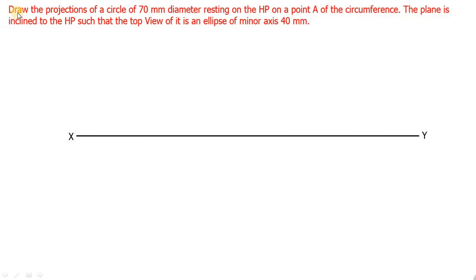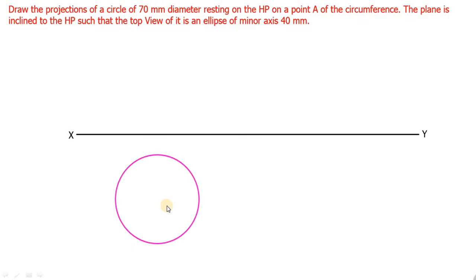The first line of the question itself says that it is a circular plane, the diameter is given and resting on HP. I already said if the plane is resting on HP, definitely the true shape of the plane will be visible in the top view in simple projection. So in that case the true shape of this circular plane will be a circle. Let us draw the circle of diameter 70 mm below XY, that is the top view.